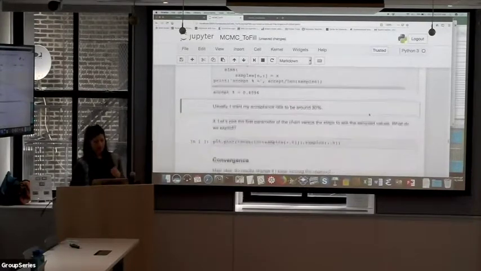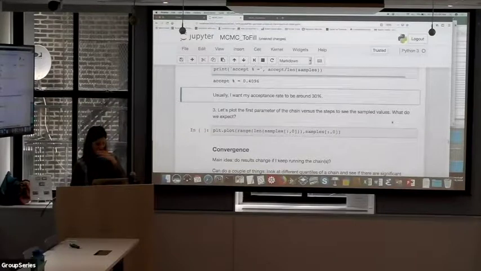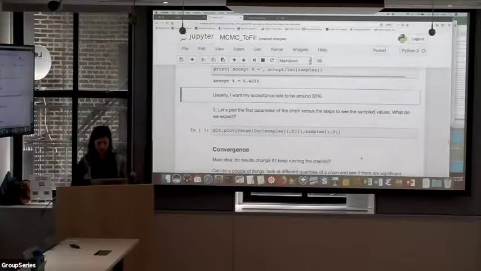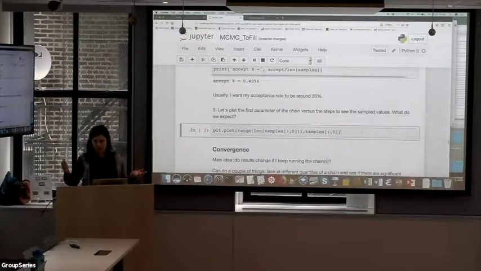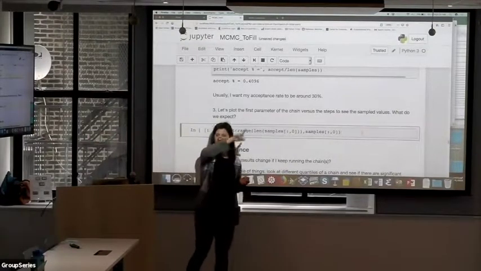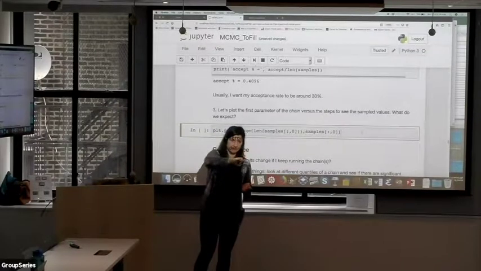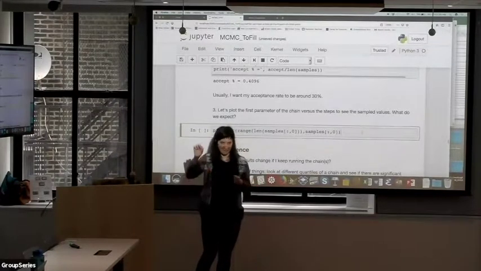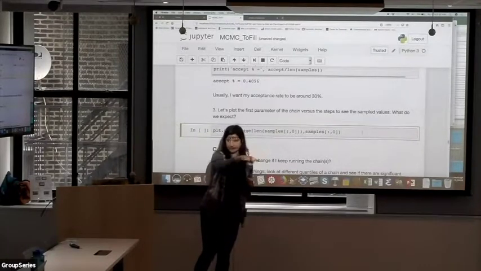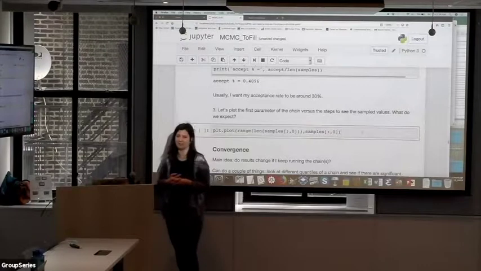So moving on. Another thing that I can do is to look at this thing called the trace plot. In this case, I'm just looking at the first parameter, index 0, and I want to see as I was moving in the chain what that parameter was doing. Now what is expected? The value of a sampled parameter, should it go up and down, or should it stay at the same value? What do we want in a healthy chain?